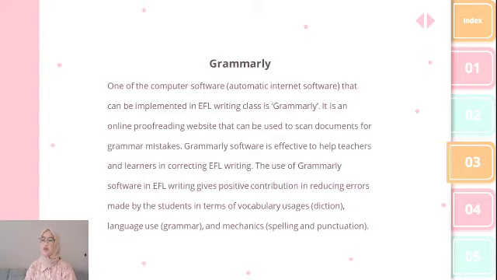In this particular study, the academic setting was used to assess student writing samples. The site also offers context-optimized synonyms and an adaptive spell checker to offer both spelling and word choice suggestions based on content. Another feature of the site is plagiarism detection, which checks writing against a database of 8 billion web pages. Grammarly software is effective to help teachers and learners in correcting EFL writing.